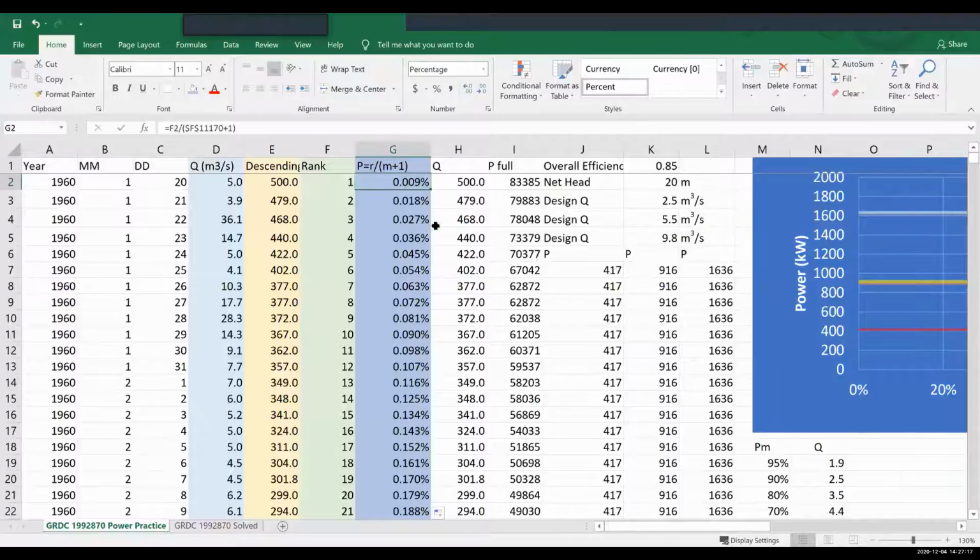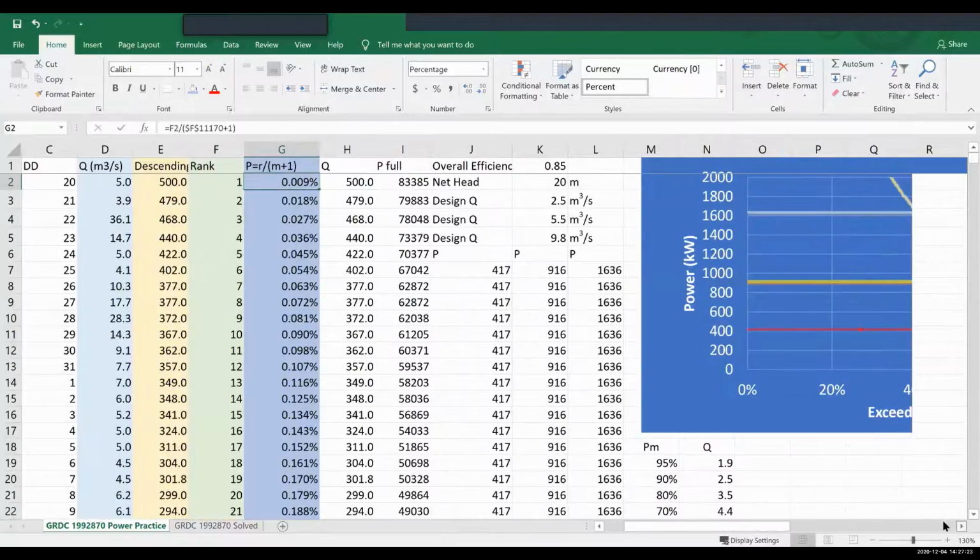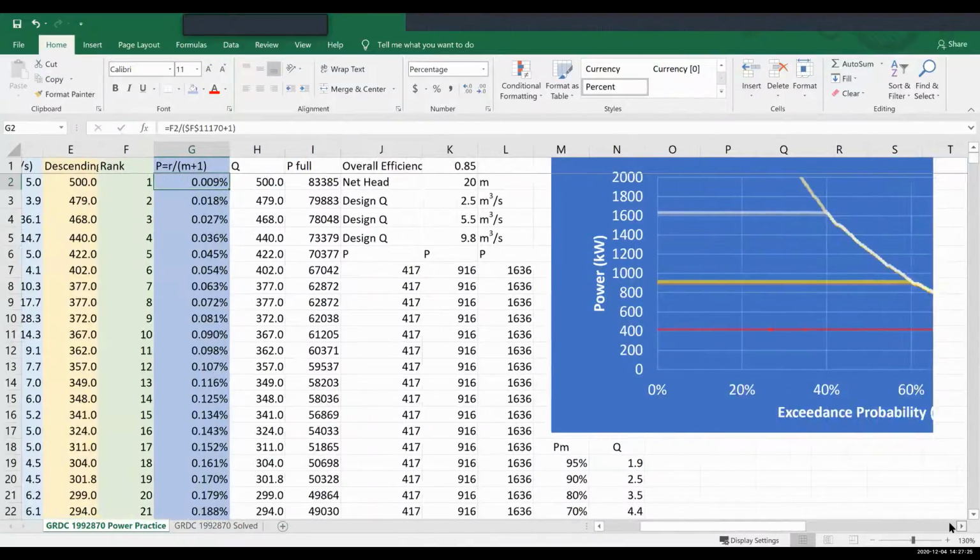So based on that, now we draw what is known as this. If you see here, this flow duration.